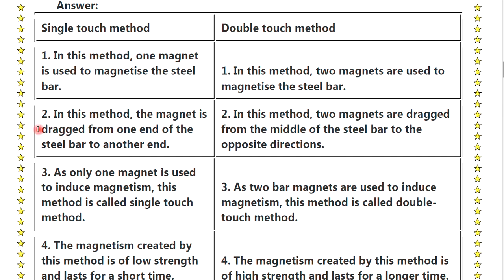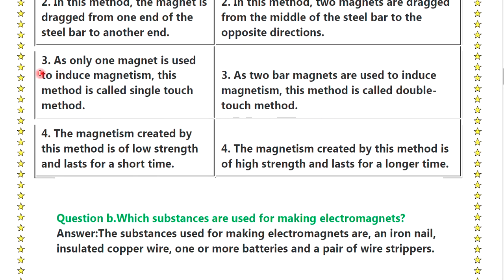In single touch method, the magnet is dragged from one end of the steel bar to the other end. In double touch method, two magnets are dragged from the middle of the steel bar in opposite directions. Third point, as only one magnet is used to introduce the magnetism, this method is called single touch method. In double touch method, as two bar magnets are used to introduce the magnetism, this method is called double touch method.